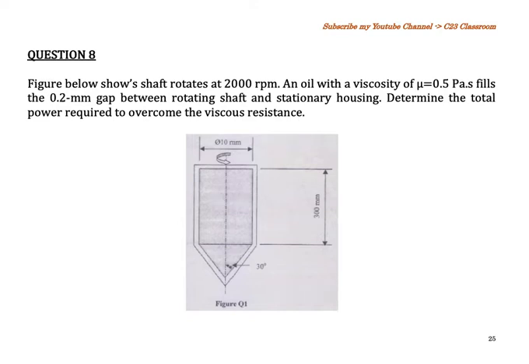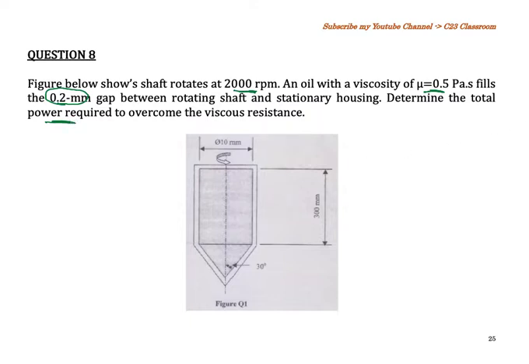This is question number 8. Figure below shows a shaft rotating at 2000 rpm. An oil with viscosity of mu equals 0.5 Pascal second fills the 0.2 millimeter gap between the rotating shaft and stationary housing. Determine the total power required to overcome the viscous resistance.